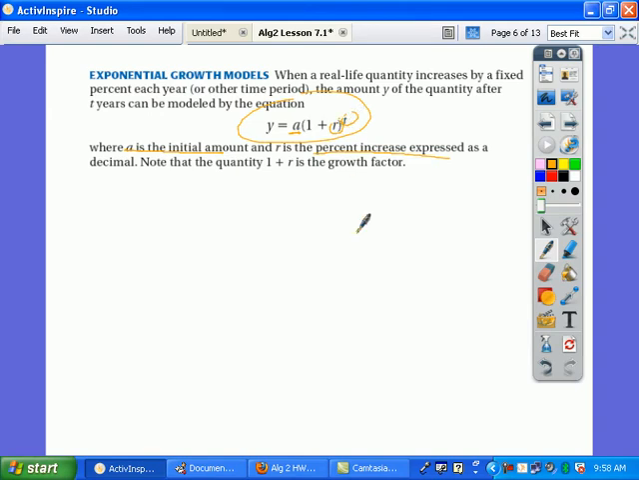So let me just come up with an example. Let's say we have 100 rabbits, and they increase at a rate of 20%. 100 rabbits increase at a rate of 20% over the period of 6 years.